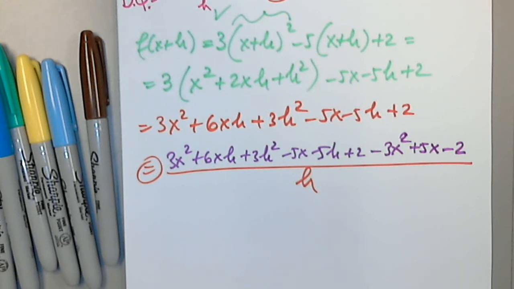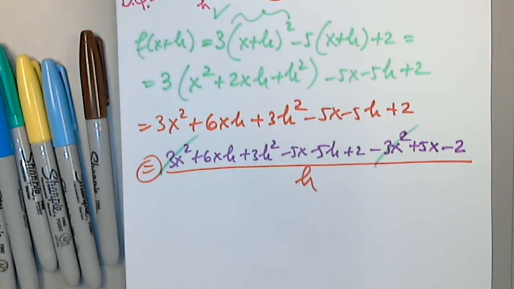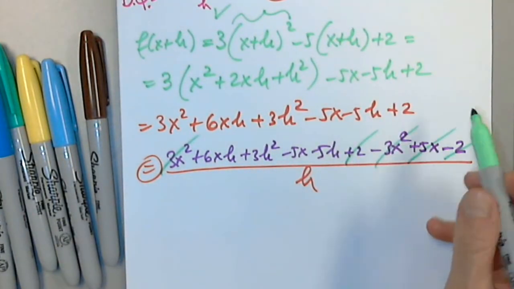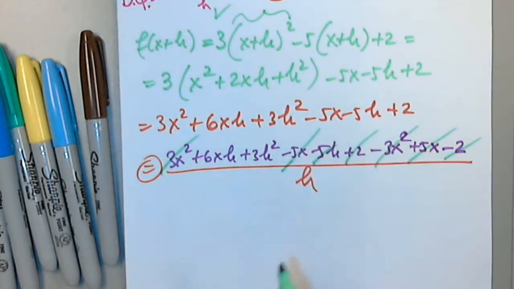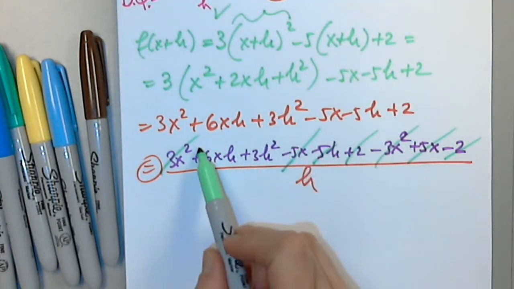Now I'm ready for the first thing to happen. What was that again? Cancel out all terms without h. They must go away. Good. So dictate, please. 3x squared goes, the 2 goes, and the 5x. So how many terms are left? 3.